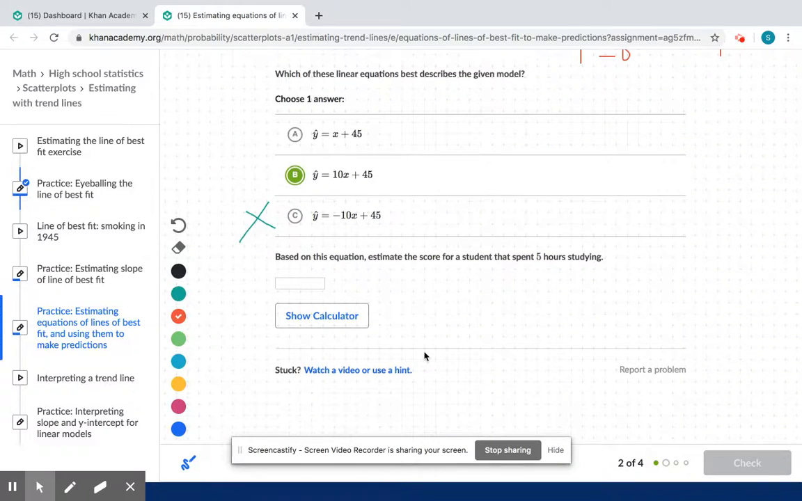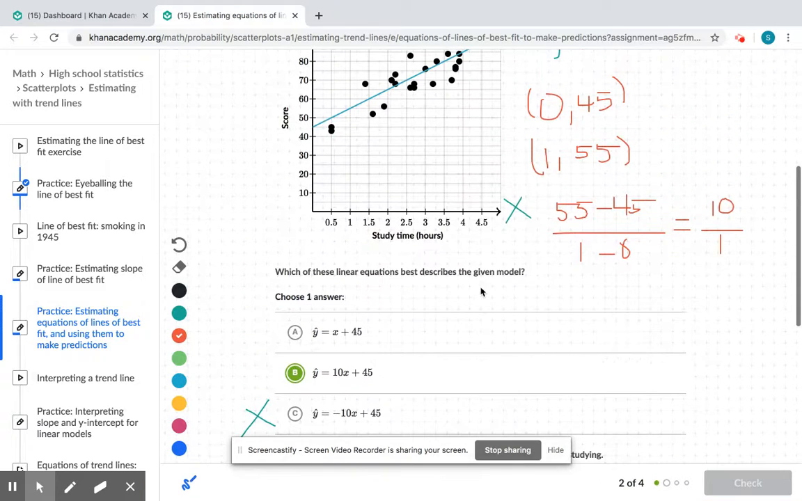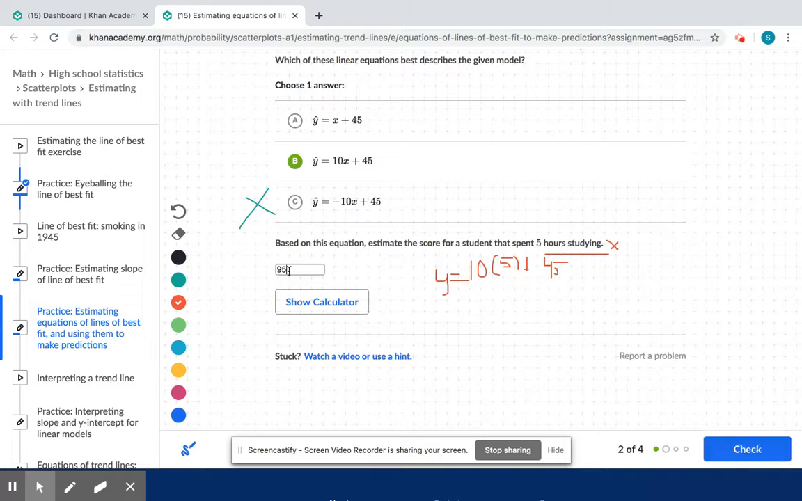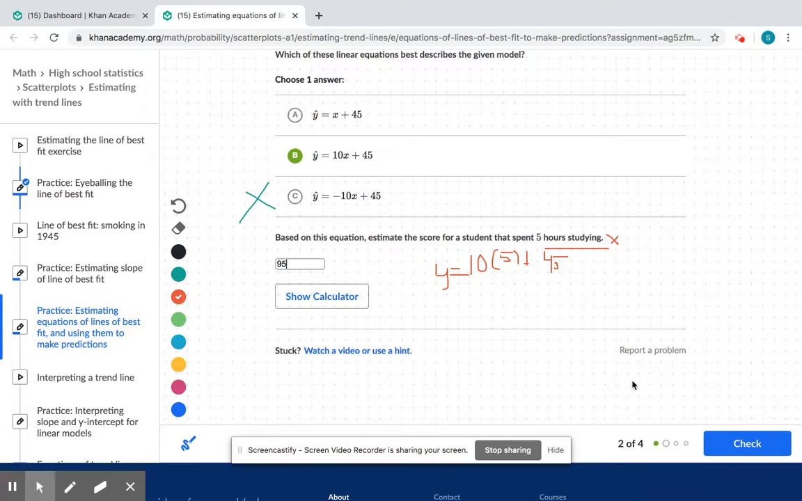Cool. So now the last part of this, based on the equation, estimate the score for a student that spends 5 hours studying. Again, they gave you your x value. So I'm going to do y equals 10 times the x value, which they gave you was 5, plus 45. You can read that. So your final answer is going to be 95 when you plug this into your calculator. Okay, let's check.